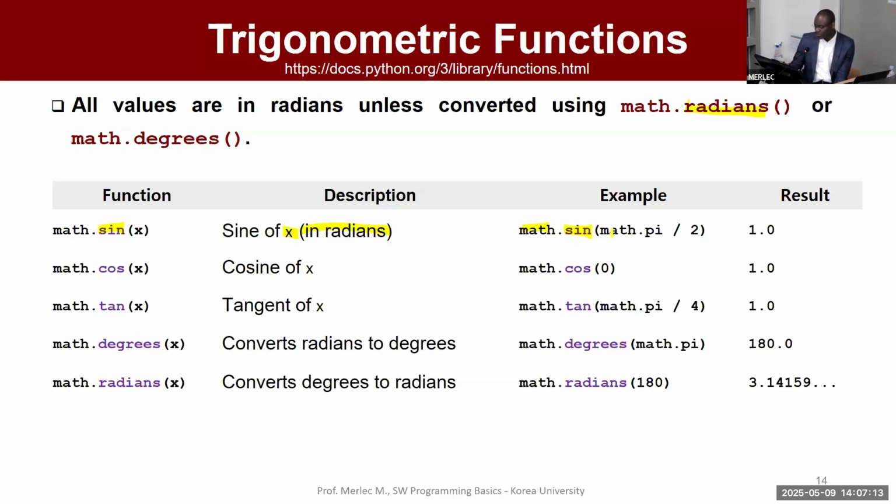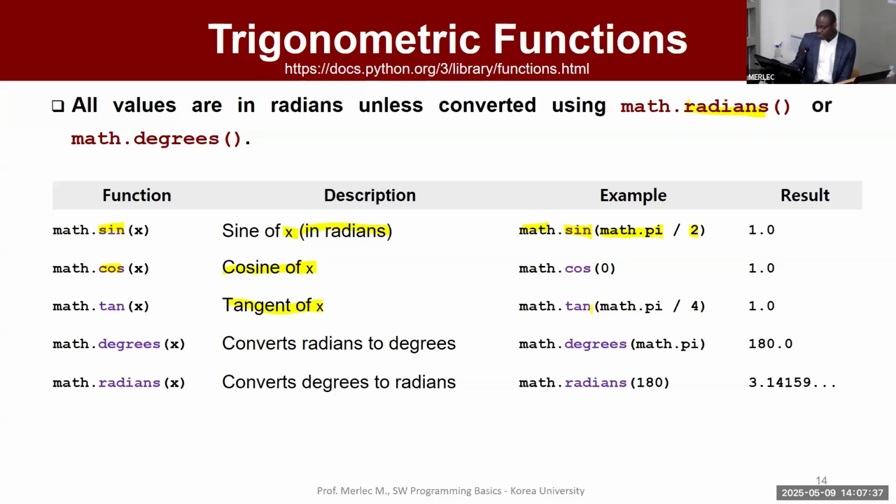In this example, we want to calculate the sine of the constant pi value divided by 2. And then you have the cos function, which computes the cosine of x, which is given as a parameter. Then compute the tangent of x, which is given as a parameter.